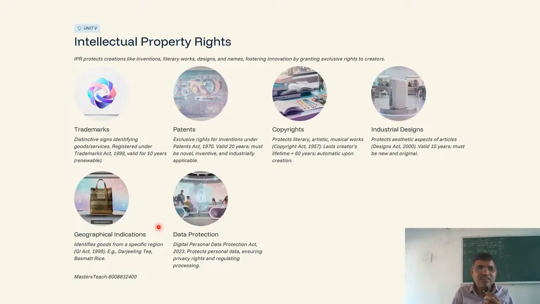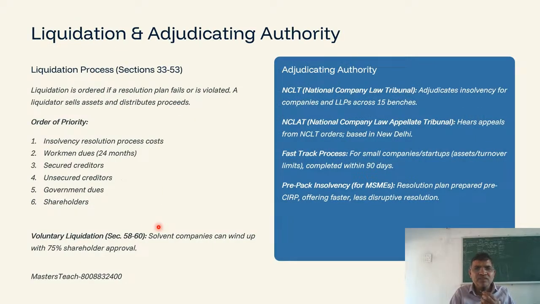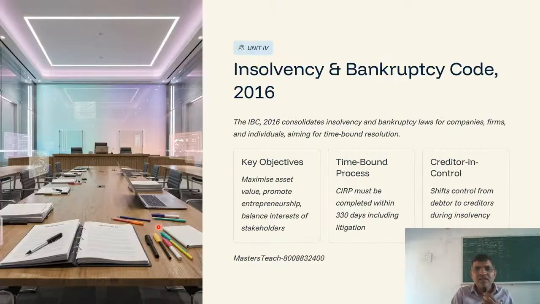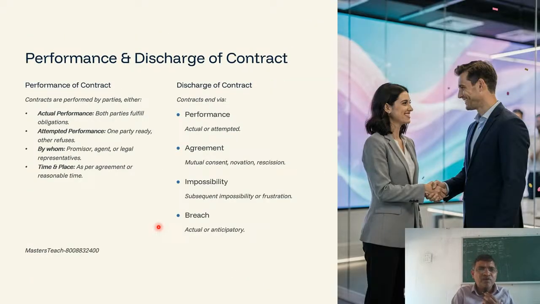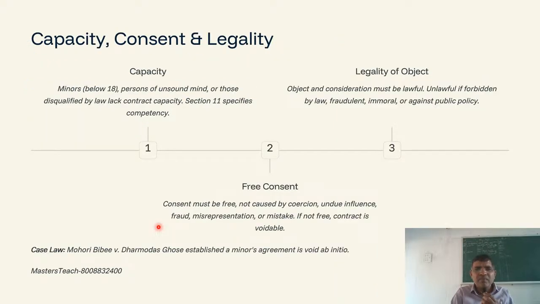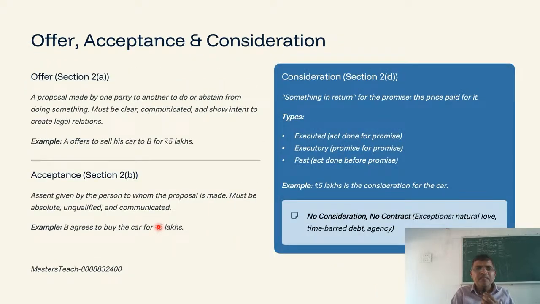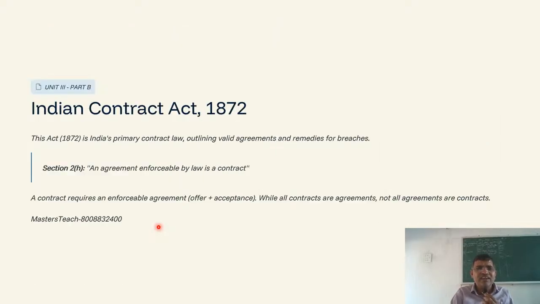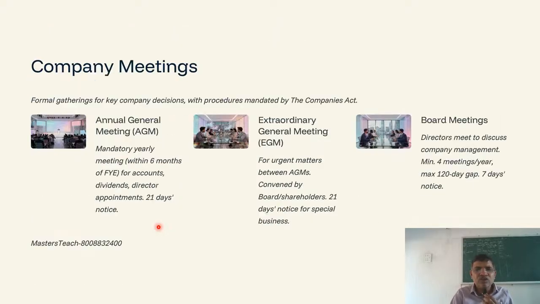You can expect these things in your UGC NET as well as MBA examination. So concentrate on intellectual property rights, and you have to learn the liquidation process and adjudicating authority, and you should know about the corporate insolvency resolution process. Then you should know the bankruptcy code. Then breaches of contract, performance and breaches, capacity and consent, legality. Then offers and acceptance, essential elements of a valid contract. Then the Indian Contract Act 1872. You should know these.